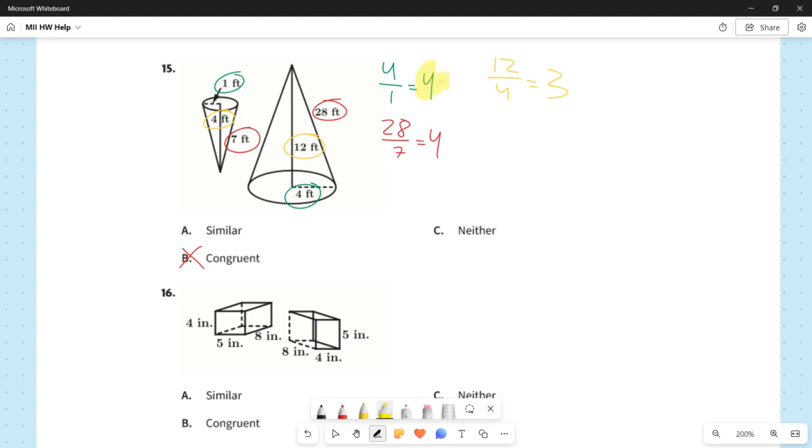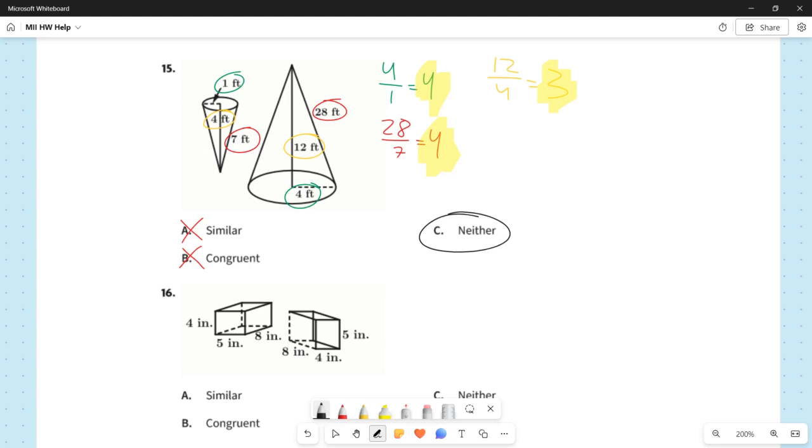So in this case, because I did not get the same number every single time, they are not similar. In order for these cones to be similar, I had to get the same result every single time. And if one of them is different, which in this case the height is different, it means that the correct answer here is neither.